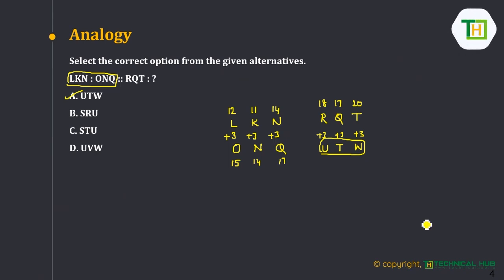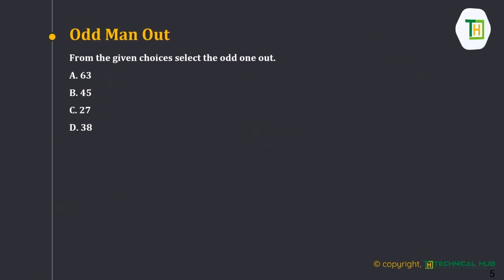That's good. Those who have given the answer, all of them got it correct: U, T, W. Let's move on to the next one. From the given choices, select the odd one out. If you observe the numbers here, 63, 45, 27 and 38. There are many logics, but that logic should be correct.